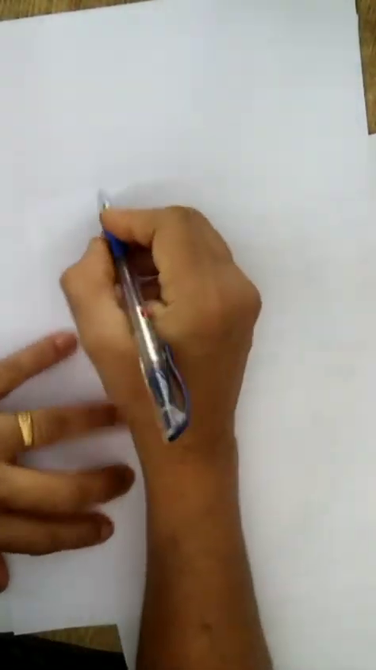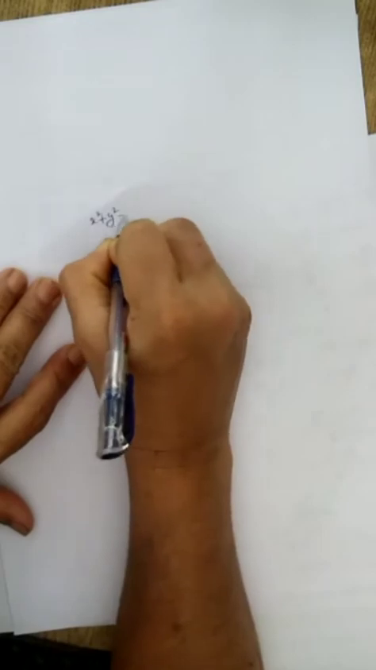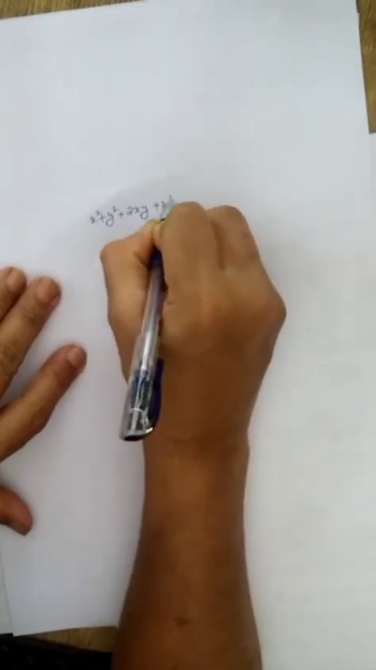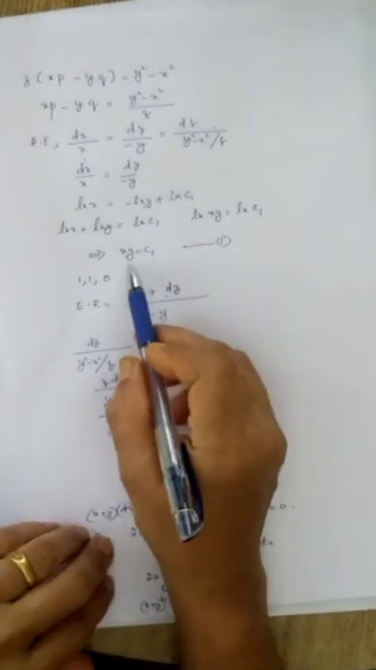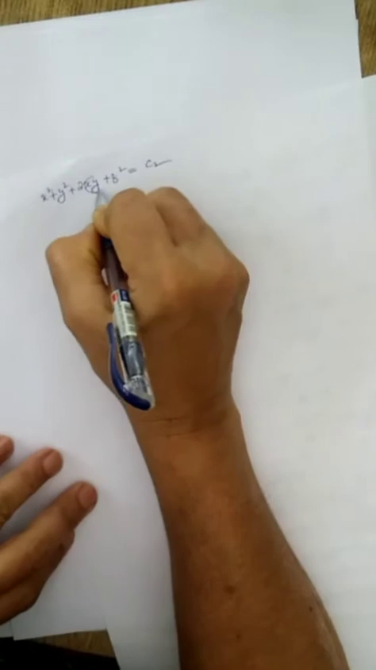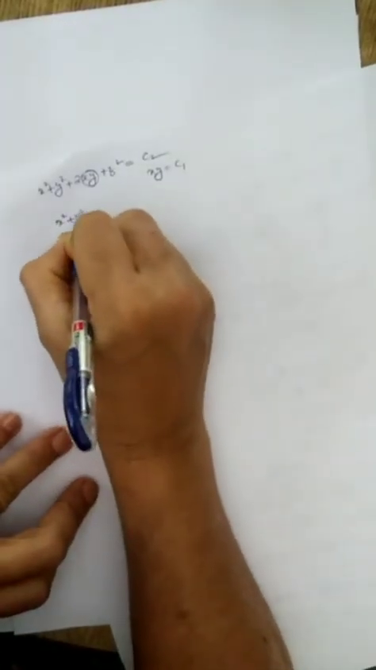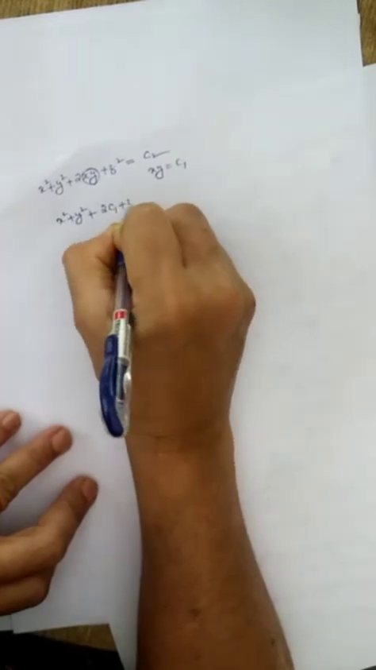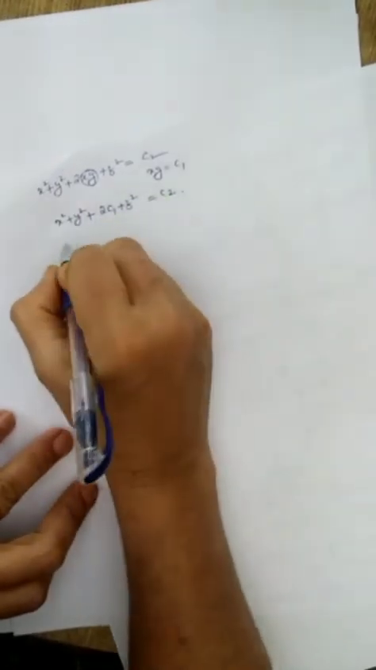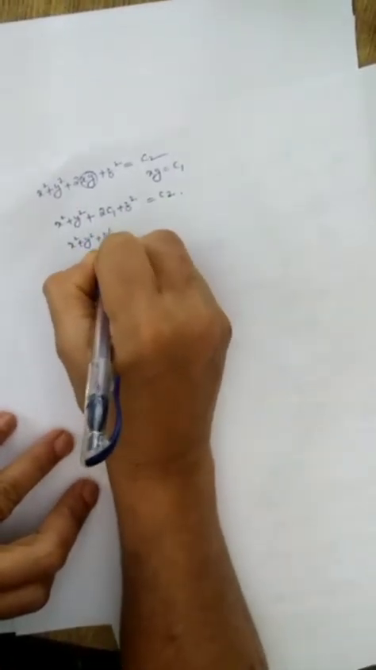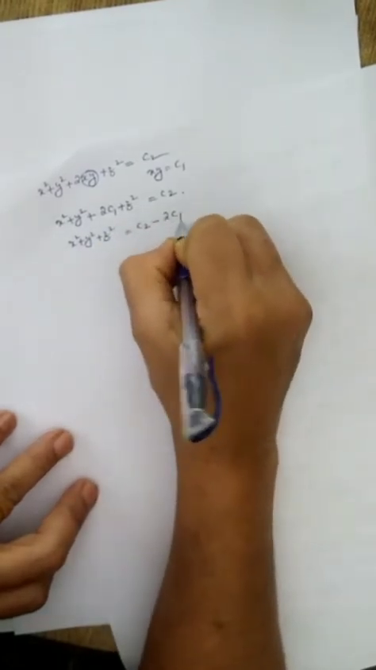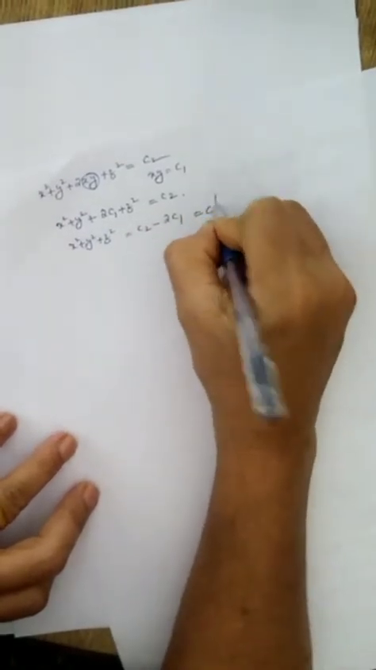Now expanding x plus y whole square, we have x square plus y square plus 2xy plus z square equal to c2. Now from the first part, we got the answer xy equal to c1. So here we can substitute this xy as c1 in this equation. We have x square plus y square plus 2c1 plus z square equal to c2. That is x square plus y square plus z square equal to c2 minus 2c1. Put it as some c2 dash.